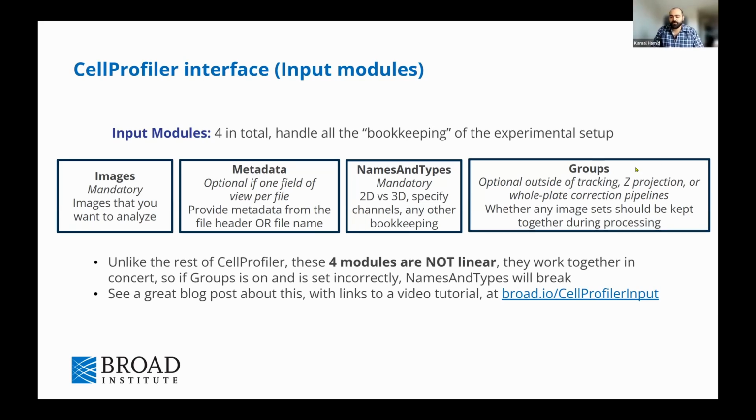And of course, there's the Groups module, which typically has more niche use, and that is when you'd like to subset your images into different groups that will be independently processed, for example, if you're working with a plate experiment. An important thing to note here is that unlike other CellProfiler modules, these four are not linear and they work together in concert. So if one of them is incorrect, then the others will break regardless of the order that they are in. And as I mentioned, if you'd like to know more about this, there is a great blog post and a video tutorial that you can access here at cellprofiler-input.broad.io.